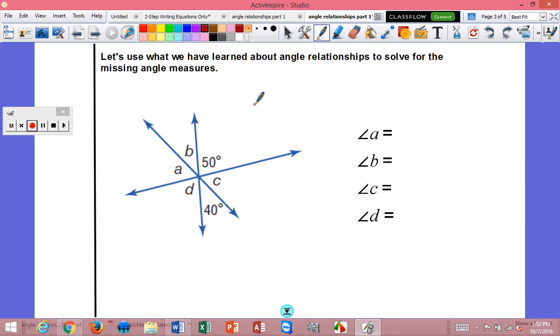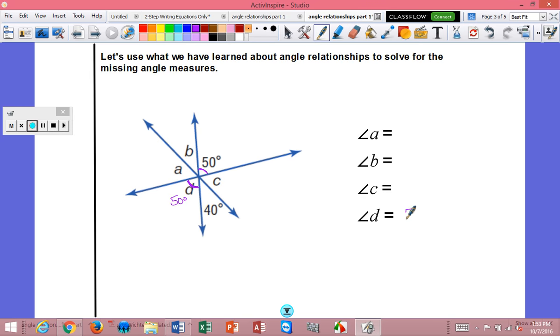All right, so let's apply what we have just learned about angle relationships, and let's solve for the missing angles within these intersecting lines. Let's look at what's been given to us. We have 50 degrees right here. Now, I want to use that information, and let's apply what we know. Okay, so let's apply what we know about vertical angles to solve here. If this is 50 degrees, then I know that if I go directly across, this angle is going to be congruent, and it is also going to be 50 degrees.